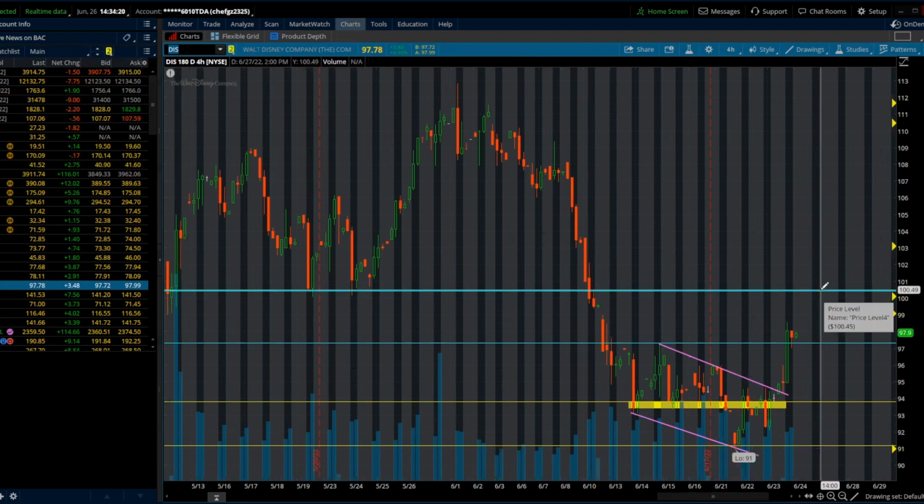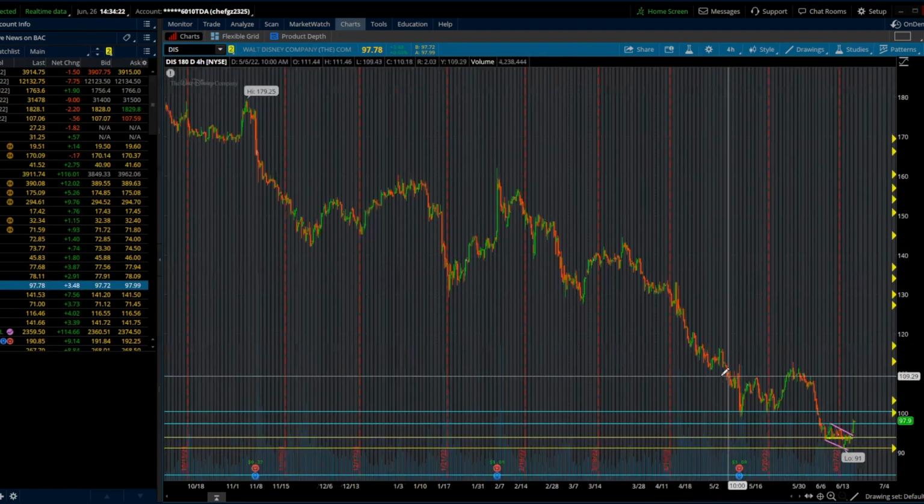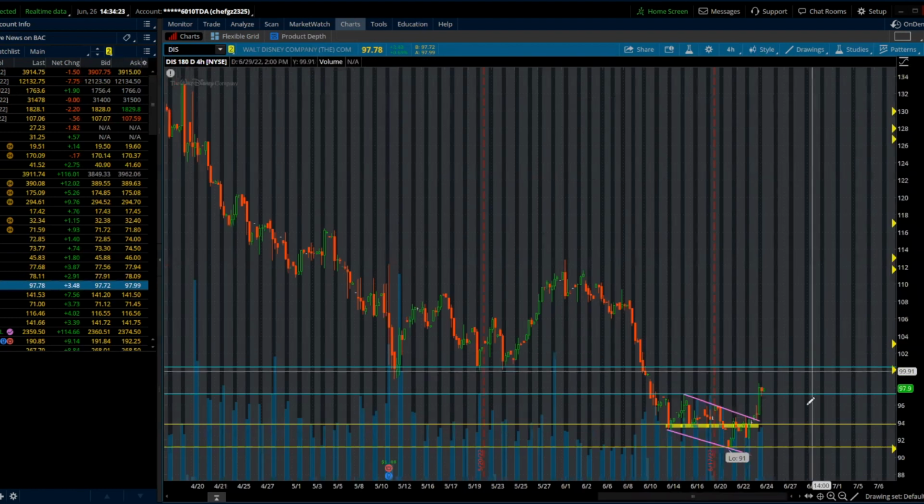Once we get over that 100 level, I think it's just going to be a little more bullish. I hope we go sideways a bit before we even drive over that 100. I want a good strong move and a good base, a good pattern before we break that 100. Okay, so that's Disney. The other one is going to be PayPal.